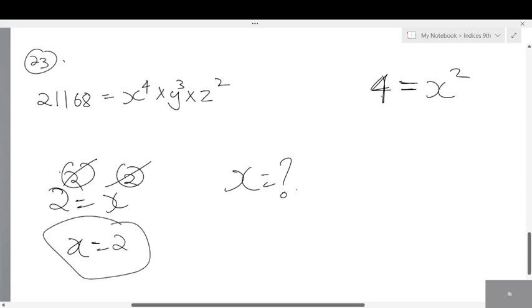What is 4? What can I write 4 as? 2 square is equal to what? x square. Can you see the powers are same? Let's cancel. What's the value of x? 2. Now tell me the answer for this.